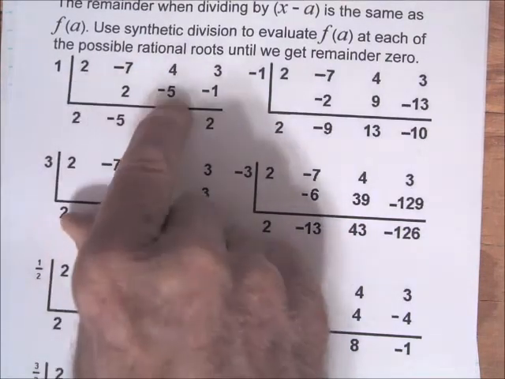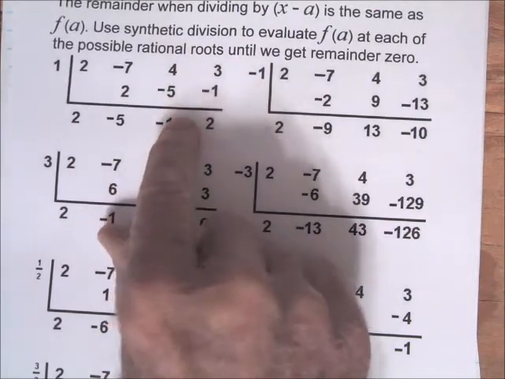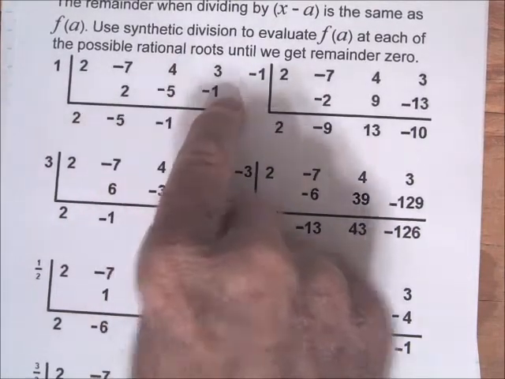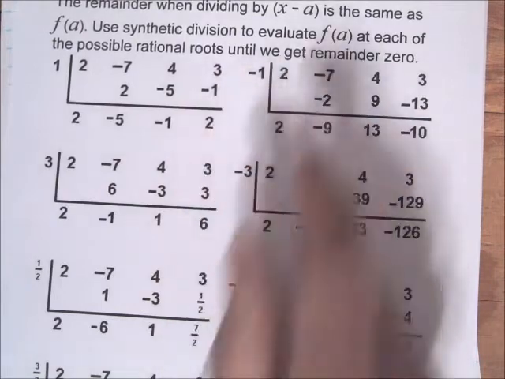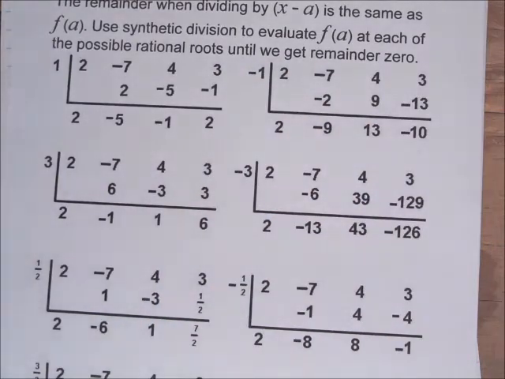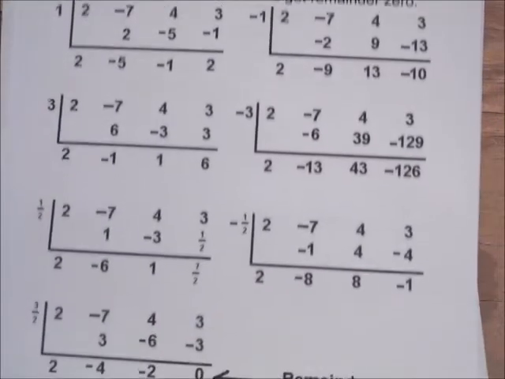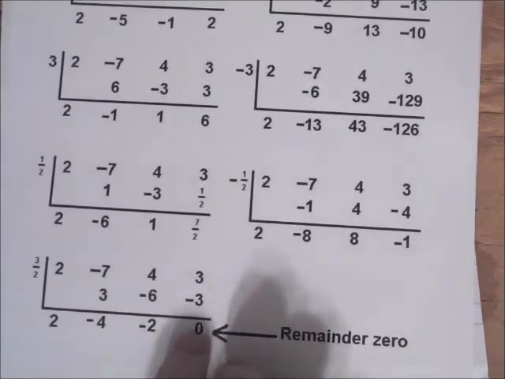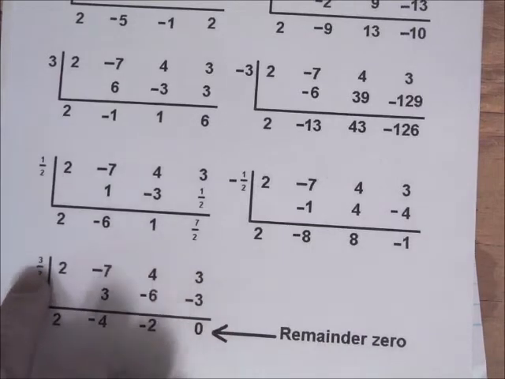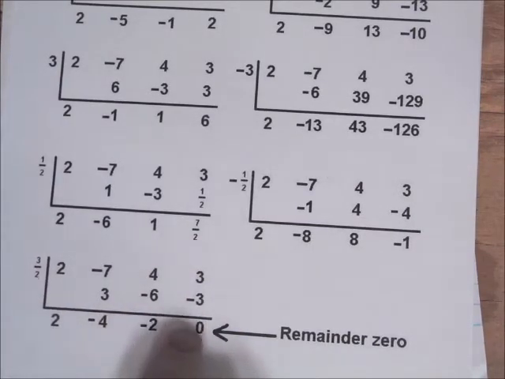-5 times 1 is -5. 4 plus -5 is -1. -1 times 1 is -1. 3 plus -1 is 2. And we're looking for remainder 0. As soon as we get remainder 0, we know that that's one of the roots. It takes us some work, but finally down here, we find that if the root is 3/2, we actually get remainder 0.